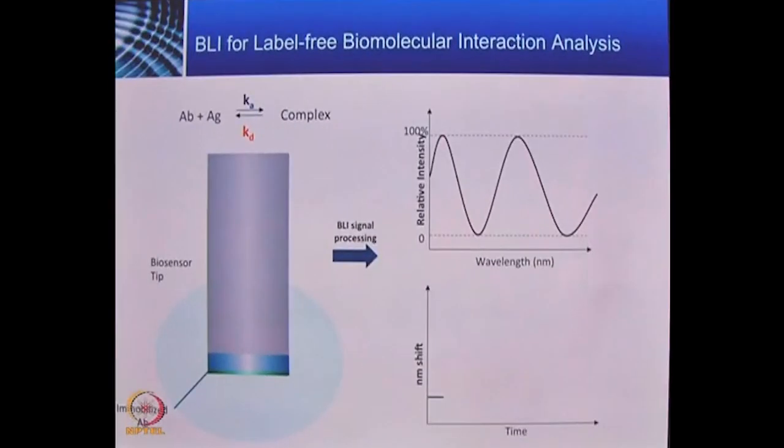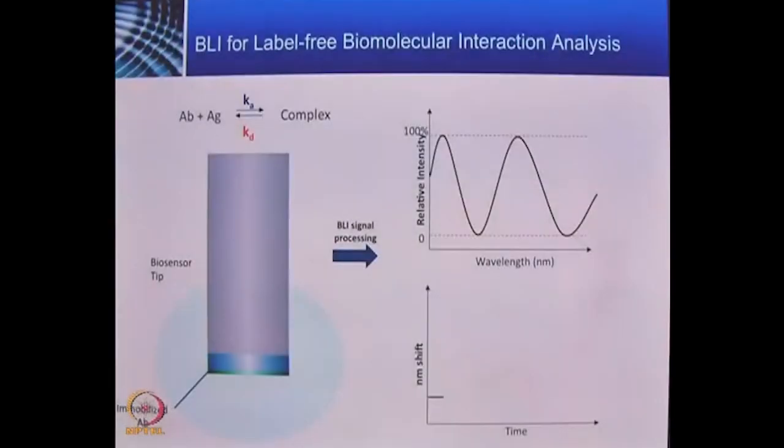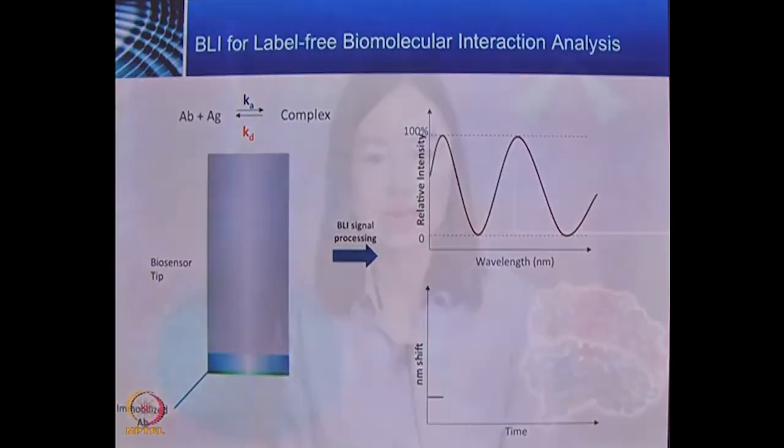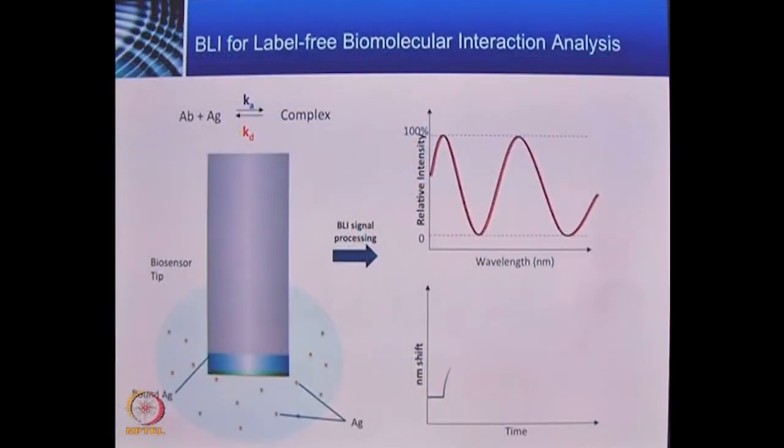Now let's look at an example. If we are looking at the antibody-antigen interaction, as we know, the antibody will bind to antigen and form a complex. At the same time, the complex will go through a dissociation process and generate the antibody and antigen. If we have a biosensor which already has immobilized antibody on the very end of the biomatrix, and if we put this biosensor into the solution that contains antigen, the antigen will bind to the biosensor and result in a shift of the wave pattern, which in turn generates the association curve between the antibody and antigen.